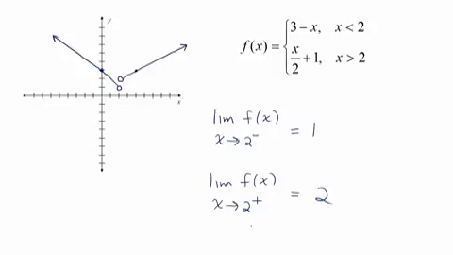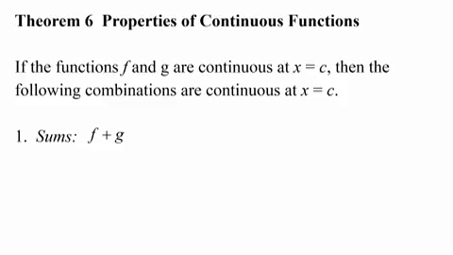There are some properties of continuous functions that are useful to note. Let's take a look at them. Properties of continuous functions. If the functions f and g are continuous at x equals c, then the following combinations are continuous at x equals c.